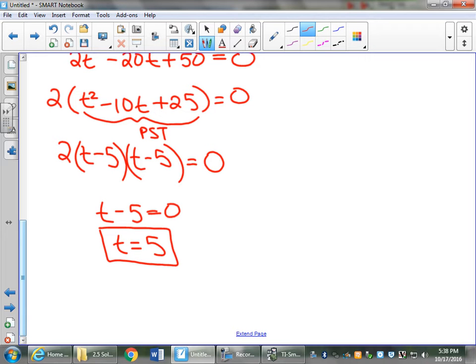You do not set this factor of 2 equal to 0, and that's because that 2 does not have a variable, so it does not impact the value of x, or your roots, or your x-intercepts. Okay, that GCF did not have a variable, so it will not impact your solution.